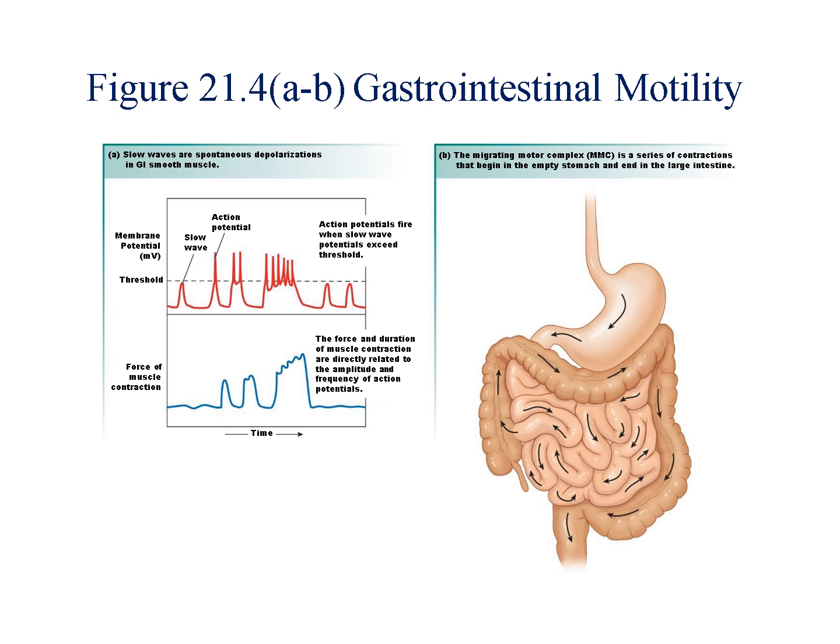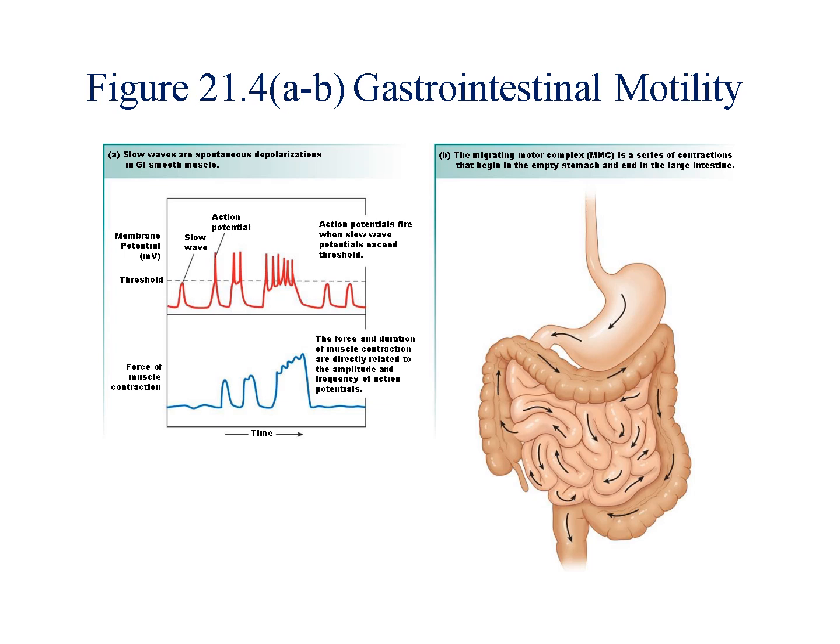Unlike typical nerve impulses, slow waves do not always trigger muscle contractions. Only when the membrane potential surpasses the threshold do action potentials occur, leading to smooth muscle contractions. The force and duration of muscle contraction are directly related to the amplitude and frequency of these action potentials. This allows for controlled, rhythmic contractions that facilitate digestion and absorption.